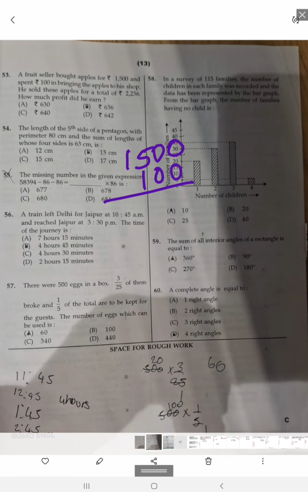Okay, so here in the 53rd question, a fruit seller bought apples for 1500 rupees. He purchased apples for 1500 rupees and spent 100 rupees for bringing them, let us say 100 rupees he spent for getting apples to his shop. So the total amount he spent for the apples is 1600, right? And then he sold these apples for a total of 2,236 rupees. So in that case, how much profit did he earn?